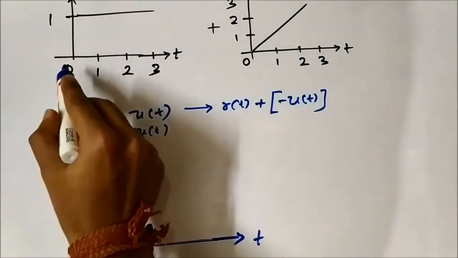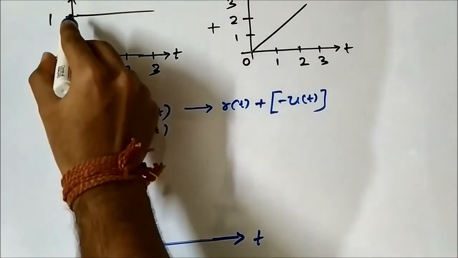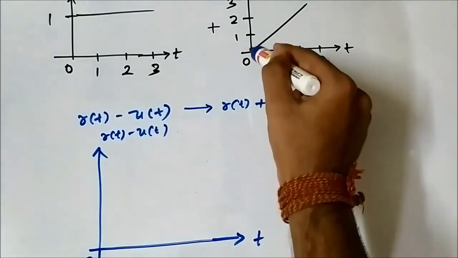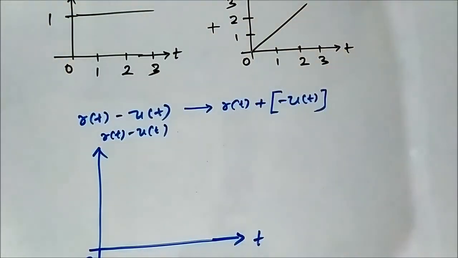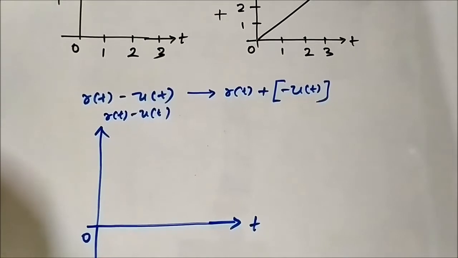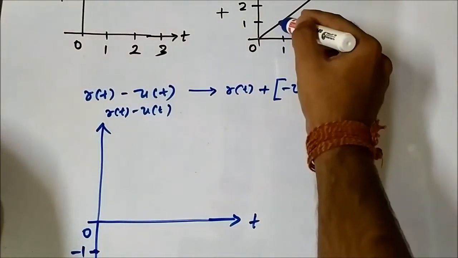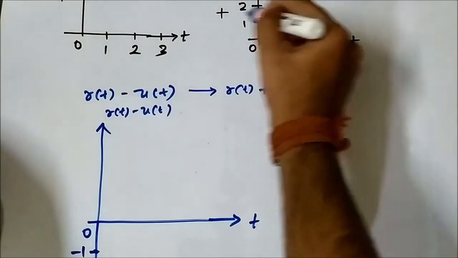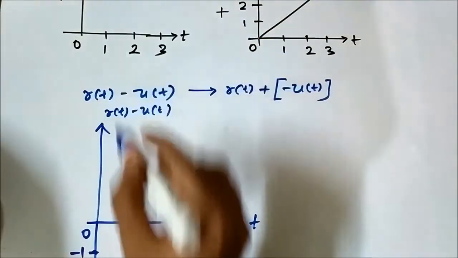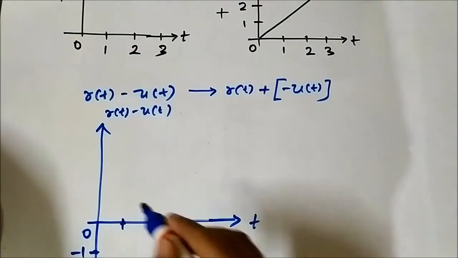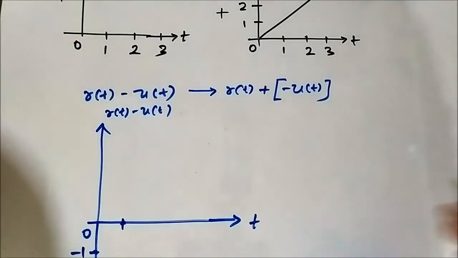Okay, so at time t equals to 0, here the amplitude is 1. In case of UT, here it is 0. So RT minus UT means 0 minus 1, which is minus 1 here. Then at t equals to 1, here the amplitude is 1 in case of RT, here it is also 1. So at t equals to 1, it is 0, the resultant signal.